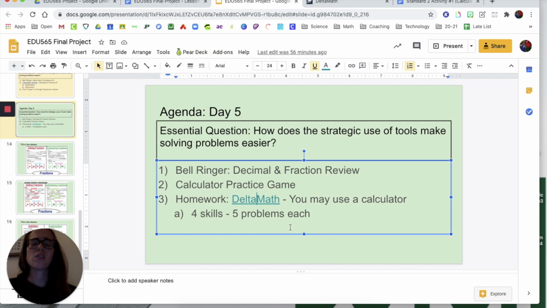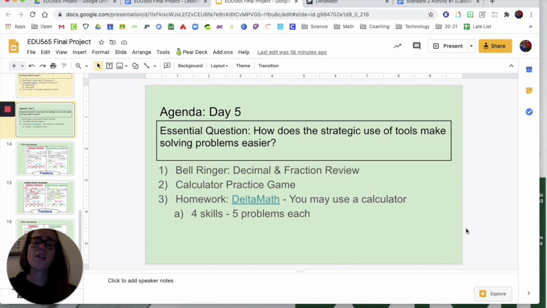And really, the Delta Math here is the formative assessment for this day, because I get all of the data back. I can see how long students spent on assignments, I can see how many questions they missed, what were our most commonly missed questions, what skills we're struggling with, so on and so forth. So a great tool to be able to use there.